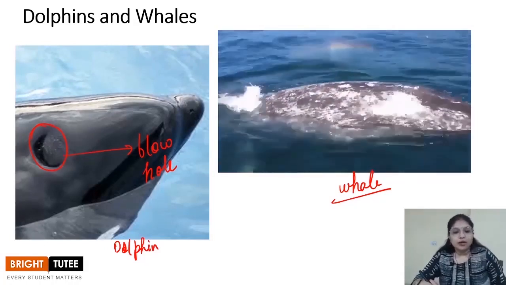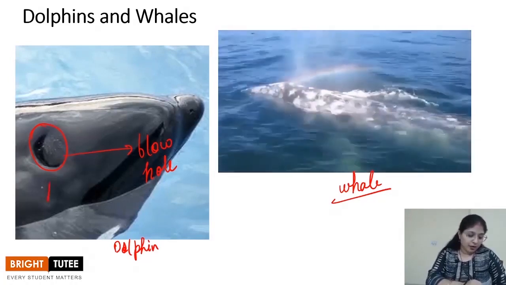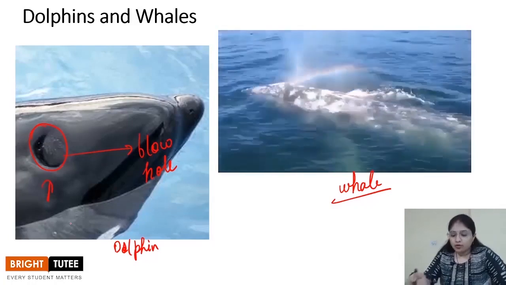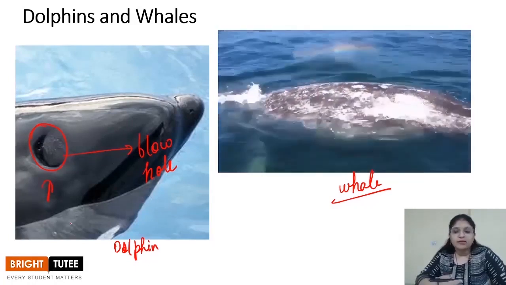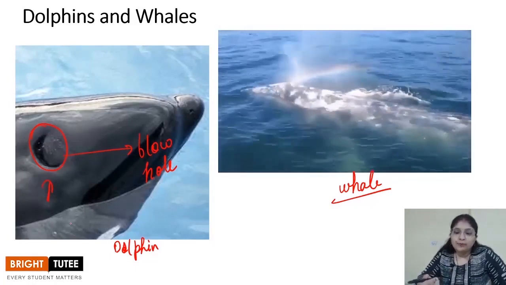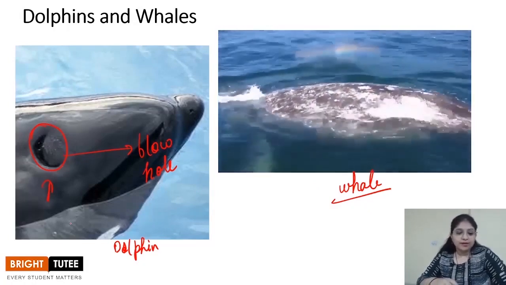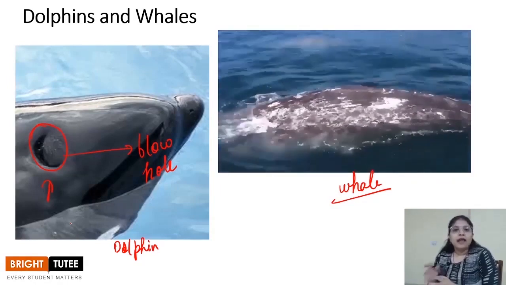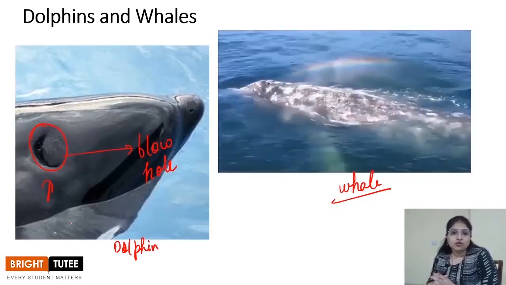So for breathing, these animals need to come onto the surface, and these blowholes actually help them in doing so. It is located, as you can see, on the upper part of the body of these animals, right? So the example of such kind of animals, like I said, is dolphin and whale. And in this way, we see that there are different kinds of organisms. There are a variety of organisms in the ocean, right?